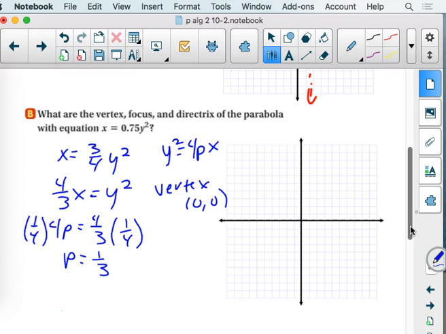But the next piece is, what's going on with this? Is this up and down? Is it right and left? And then be more specific. Is it supposed to be just right? Is it supposed to be just left? Where is this parabola going to go?